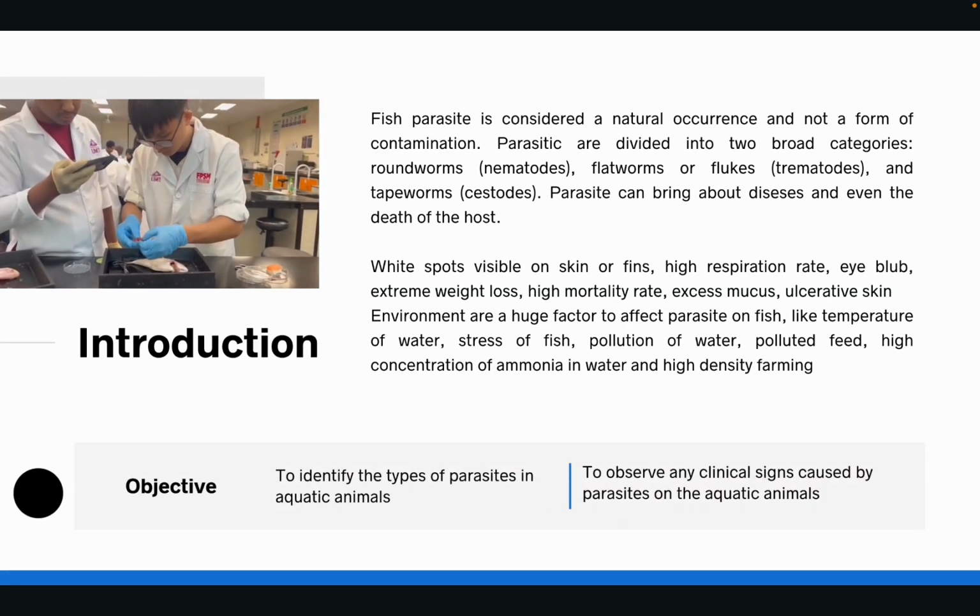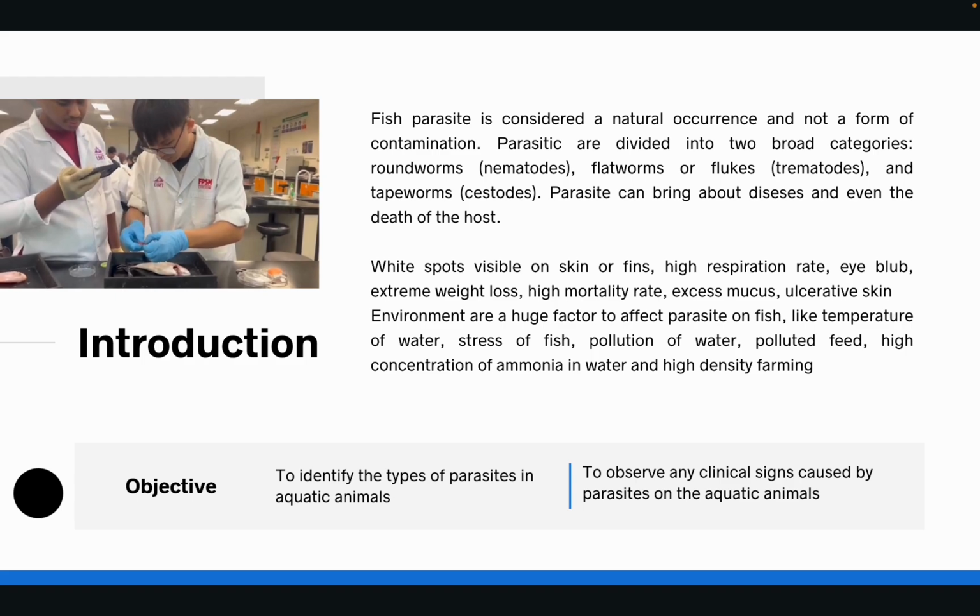Fish parasite is considered a natural occurrence and not a form of contamination. Parasites are divided into two broad categories: roundworms (nematodes), flatworms or flukes (trematodes), and tapeworms (cestodes). Parasites can bring about disease and even the death of the host.